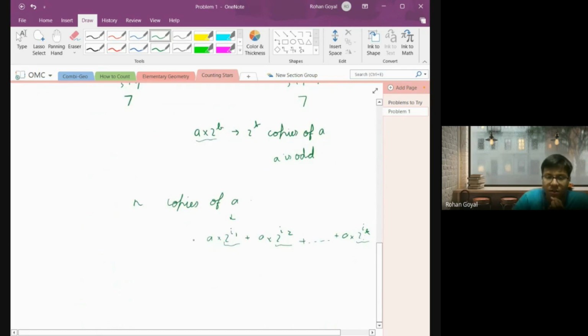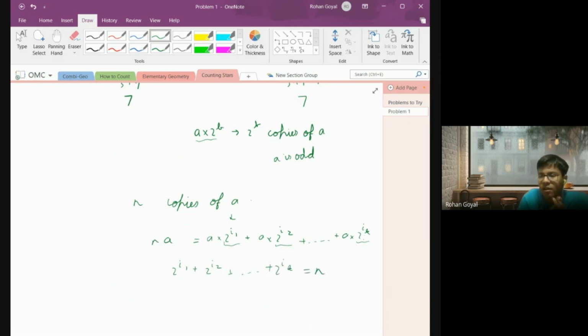So now if you just want to make this equal to n a, what do you do? This is just 2 to the I1 plus 2 to the I2 plus and so on up to 2 to the IK is equal to n, is what you want. And there's a unique way of doing this, if I1 is less than I2 and so on, which is the binary representation. Yes?